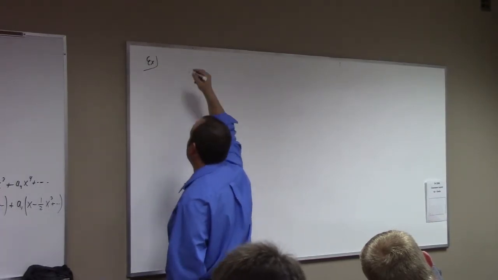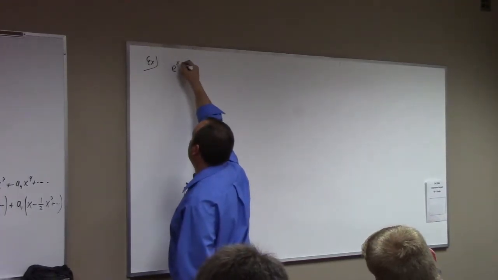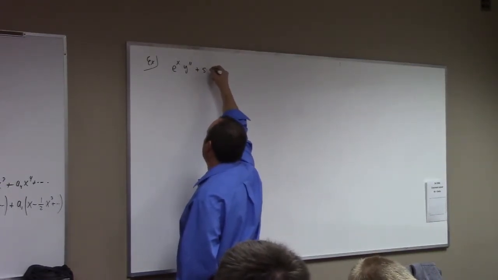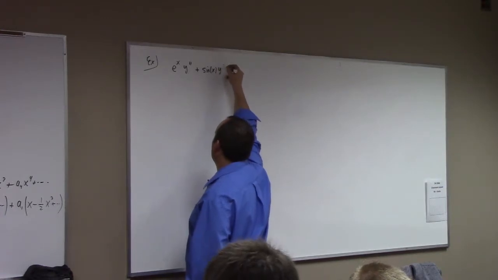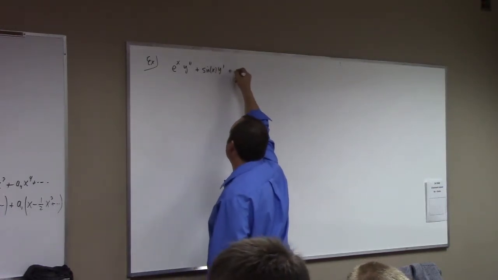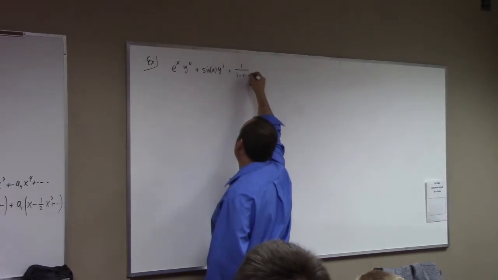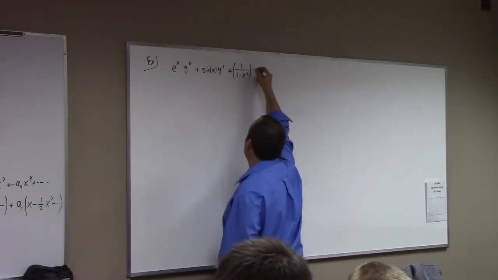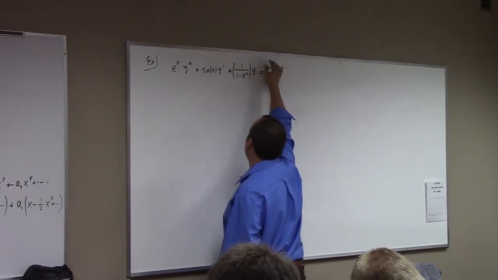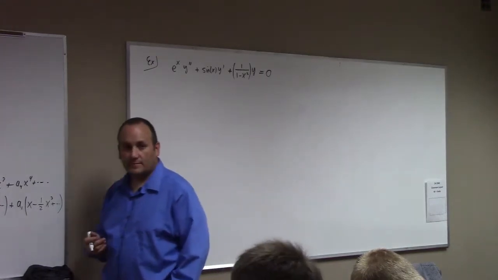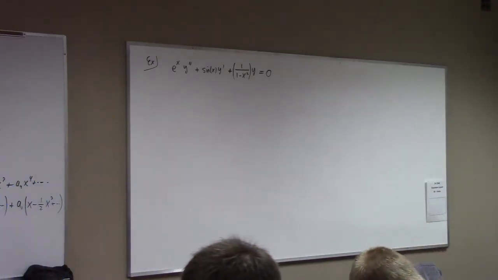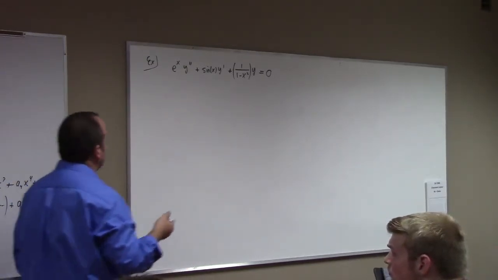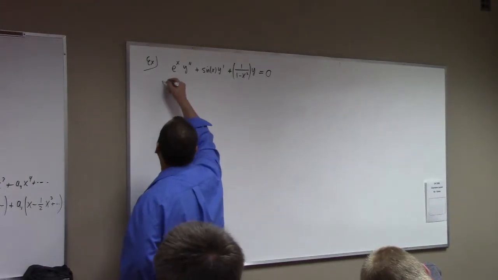So suppose we have e to the x, y prime prime, plus sine of x, y prime, plus 1 over 1 minus x squared, y equals 0. I want to find the solution, let's say to fourth order. Centered at 0 again.